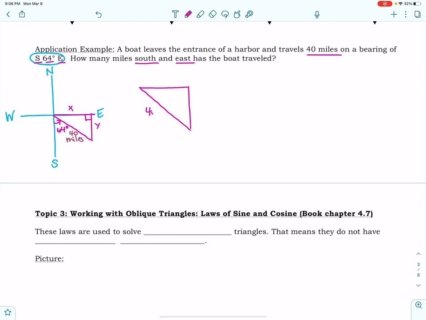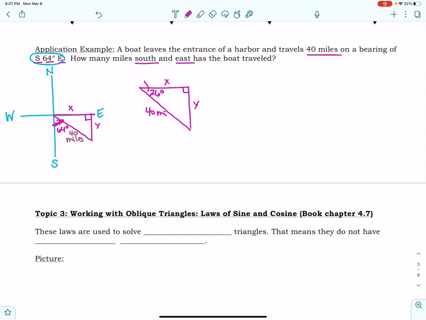I know this is 40 miles. And this right here is 64 degrees, which means this angle right here is going to be 90 minus 64. So that means that's going to be 26 degrees right there. Because remember, we've got to have two things that we know to use sine, cosine, or tangent.